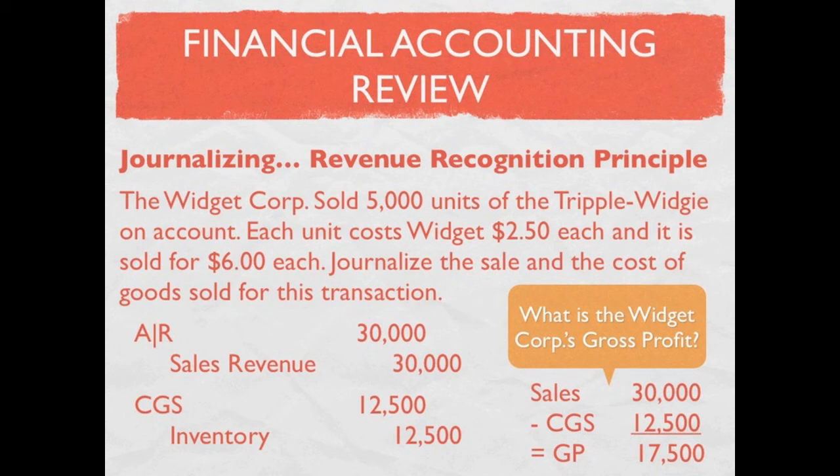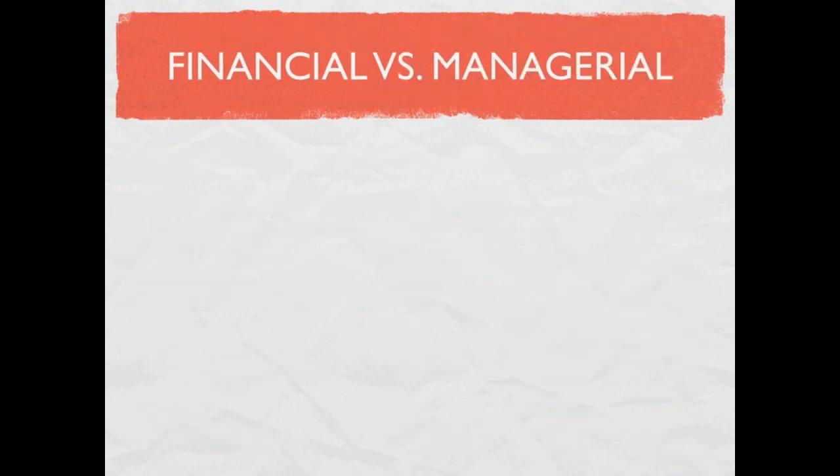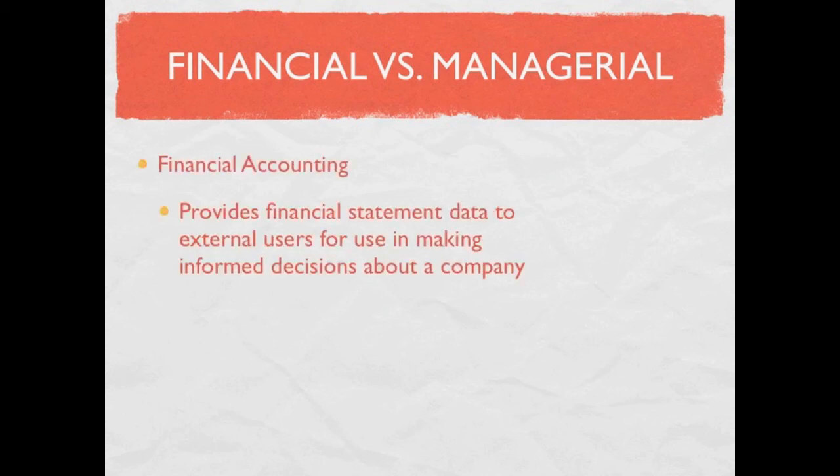So the last thing we want to talk about in part 1 of this series is financial versus managerial. So what's the difference in the two? So financial accounting provides financial statement data to external users for use in making informed decisions about a company. So for example, as an investor, I may go look at your financial statements and decide whether I want to invest in your company or buy stock in your company.